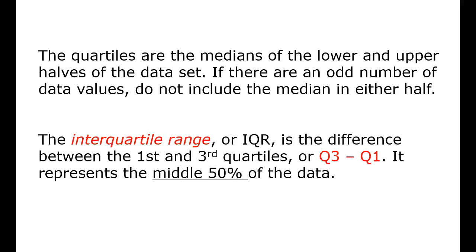The interquartile range is just the difference between the first and third quartile. You subtract them, and this represents the middle half of the data.